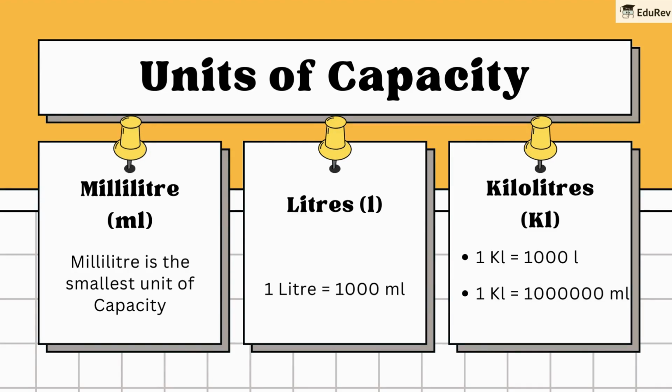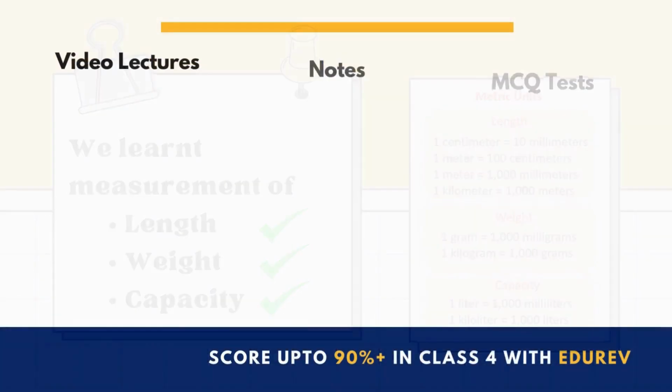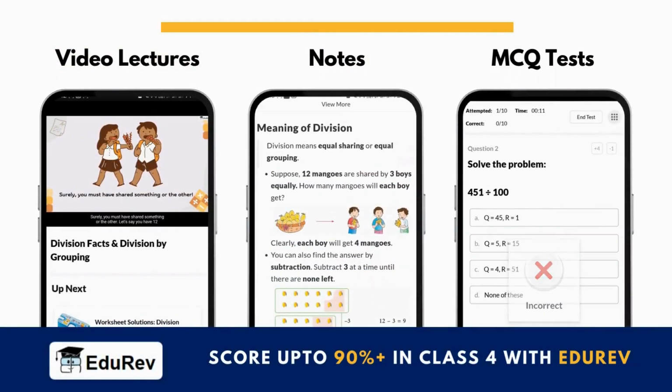Remember, it's all about finding the right unit for what we're measuring. We have learnt measurement of length, weight and capacity. We hope that you have understood the topic.